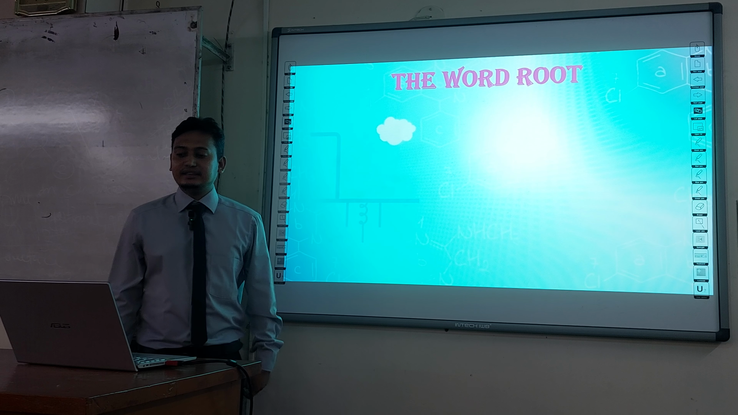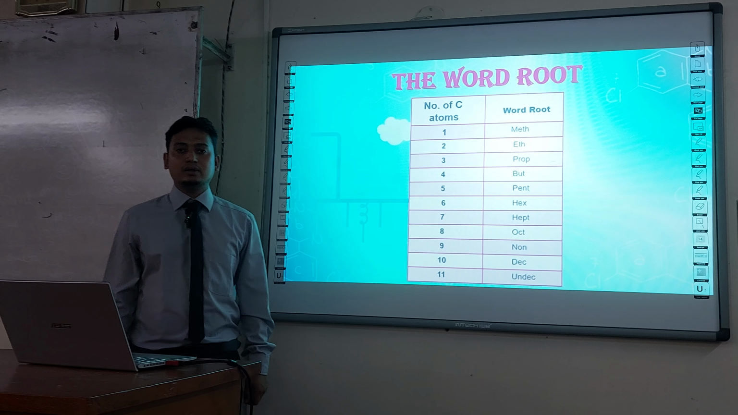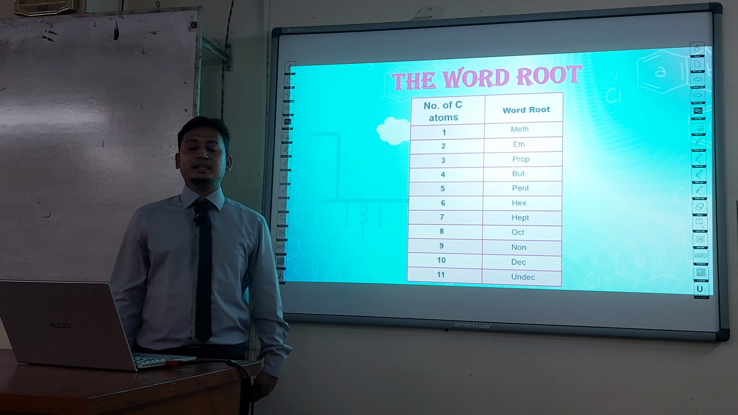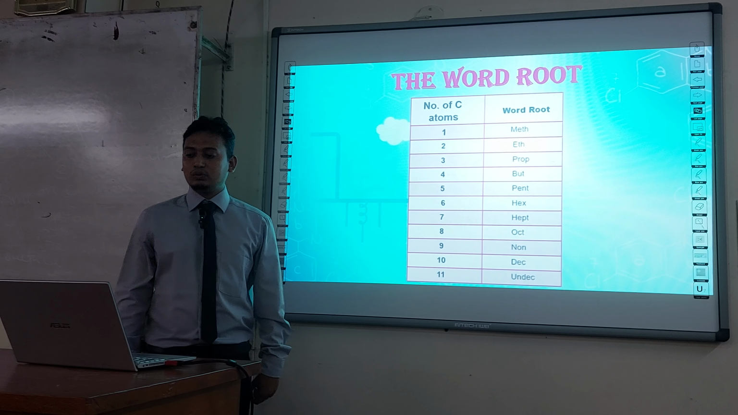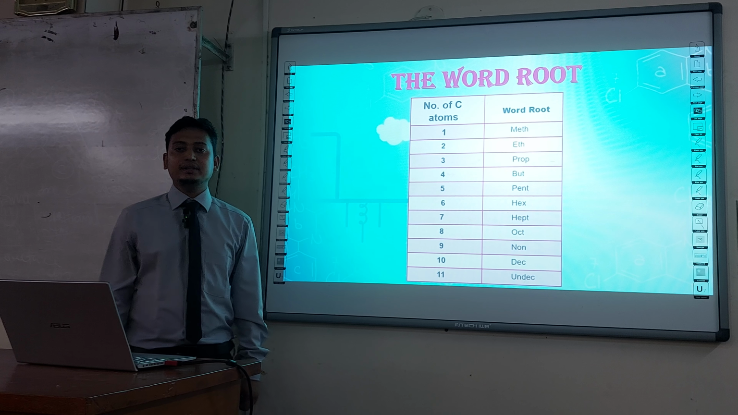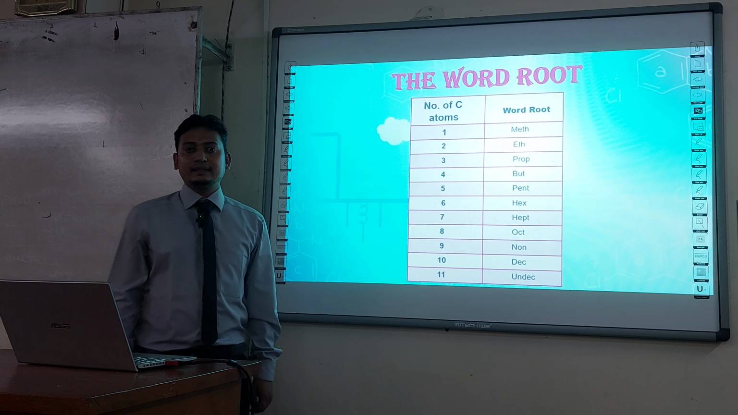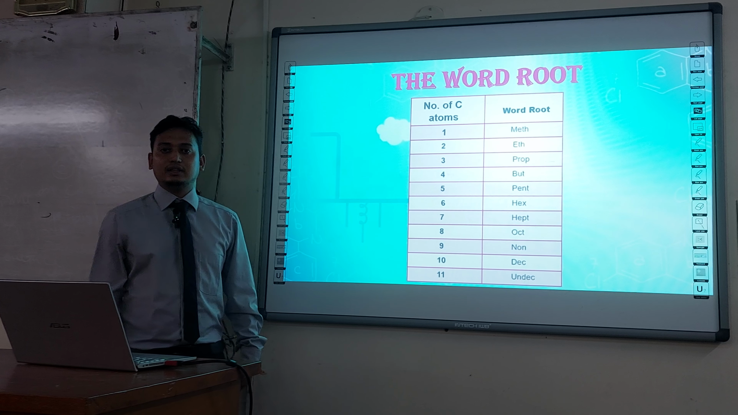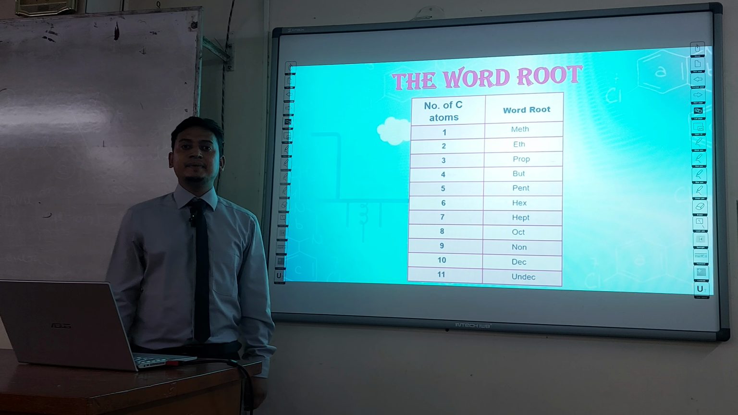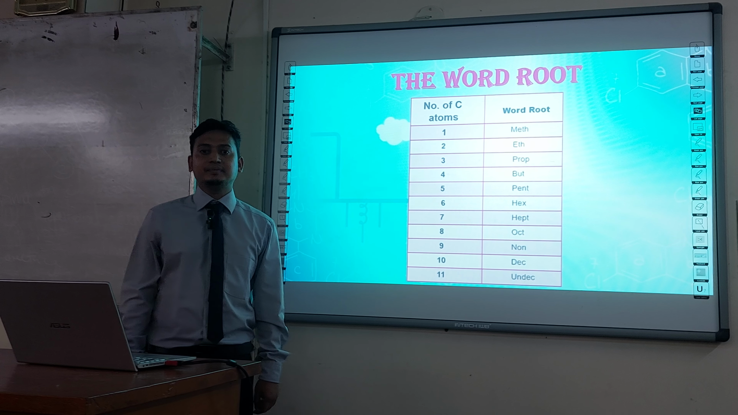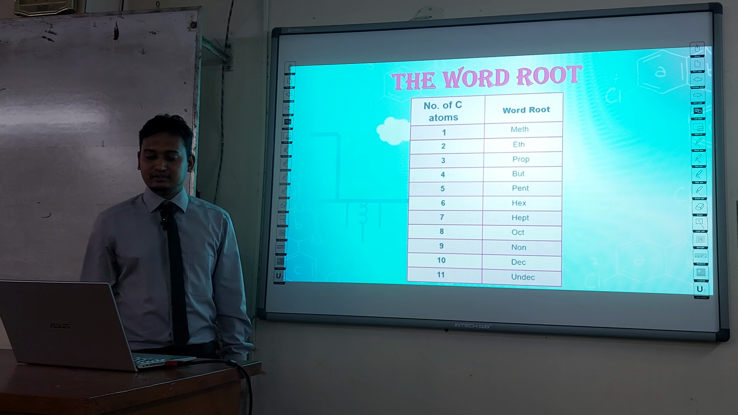Now we will discuss the word root. We can see the word root table on the slide. If the organic compound contains 1 carbon atom, the word root is meth, and continuing, 2 carbon atoms is called eth, 3 carbon atoms is called prop, 4 is but, 5 pent, 6 hex, 7 hept, 8 oct, 9 non, 10 dec.